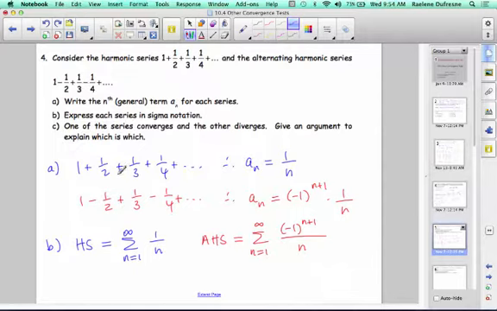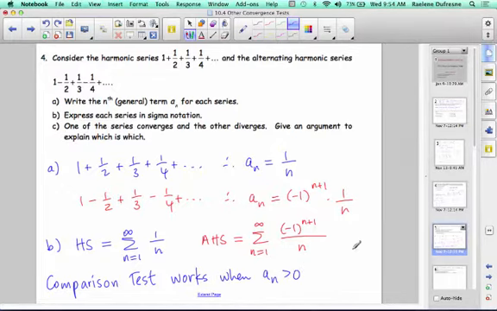We cannot really use the comparison test on this because the comparison test from 10.3 only works if all the terms are positive. So we can't really compare the alternating harmonic series to the harmonic series or vice versa because the comparison test works when a_n is positive. And so that was from 10.3.